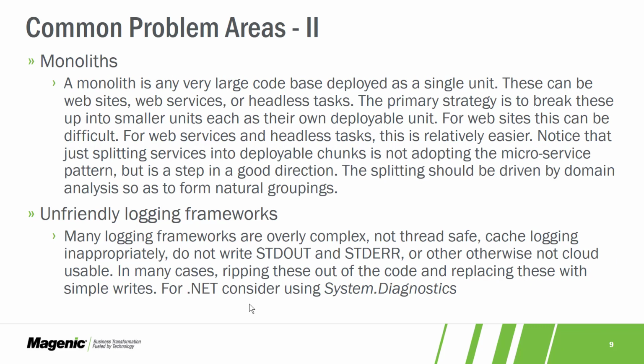Monoliths. A monolith is any very large code base deployed as a single unit. So these could be websites, web services, headless tasks, whatever. And the primary strategy is to break these things up. For things like websites, breaking a website into smaller subsites is not always obvious or easy to do. For web services and headless tasks, typically breaking those into smaller deployable units is easier. I just wanted to point out that just because you split a whole cluster of services into a bunch of deployable units doesn't mean you've adopted the microservice pattern.